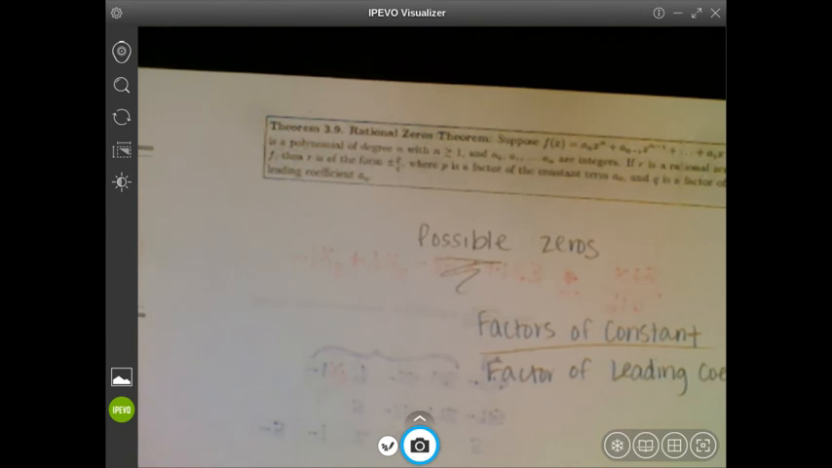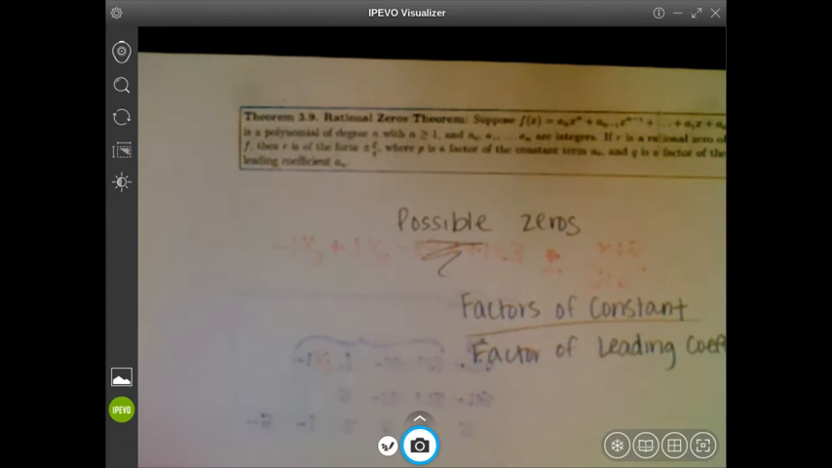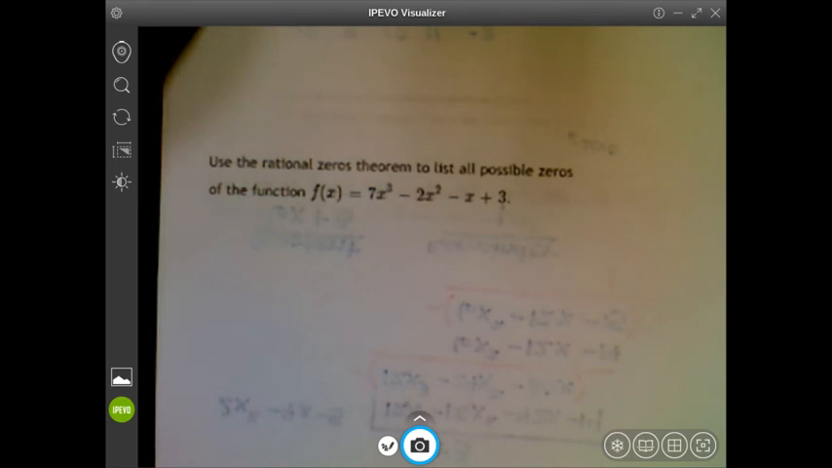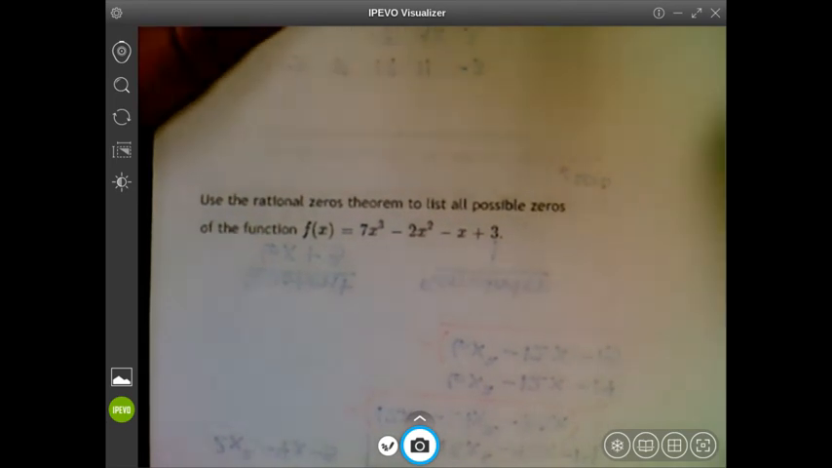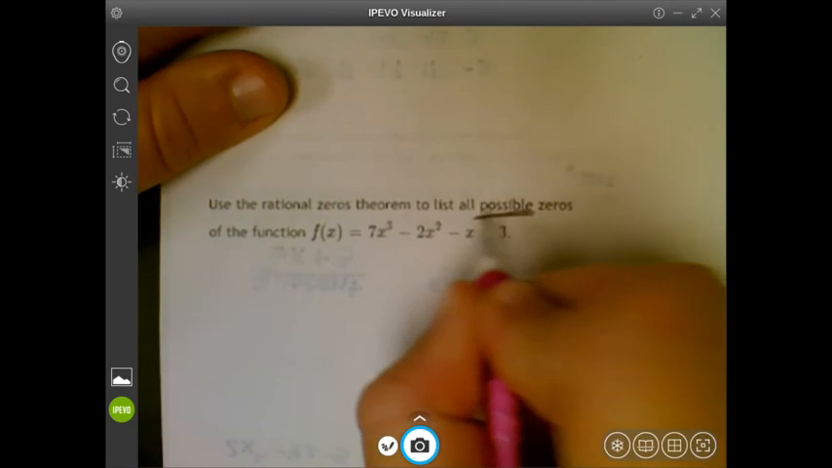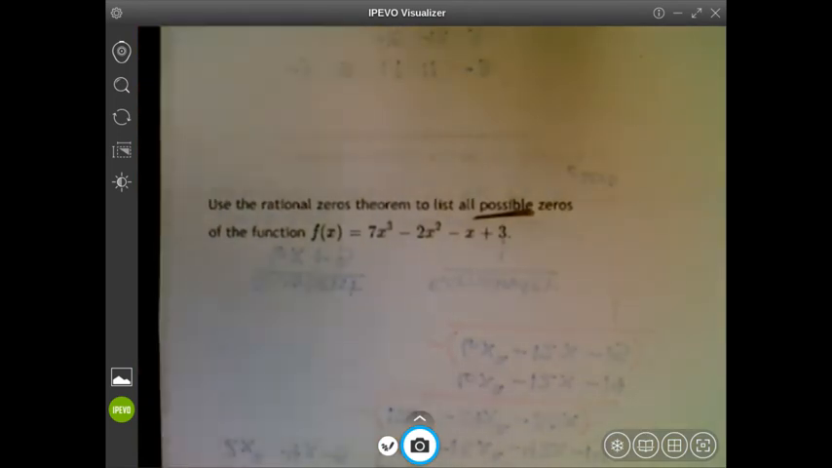All right, so possible locations. It doesn't tell us the actual zeros, it just says, hey, here's a list of possible places where it will cross. What we'll do is take the list of possible ones and find where it actually crosses. It says use the rational zeros theorem to list all the possible, emphasis on the word possible, zeros of the function. So it does not want us to list all of the zeros, only the possible ones.